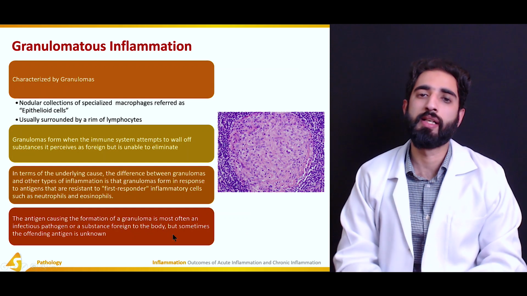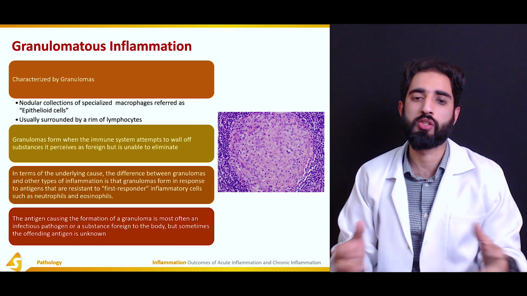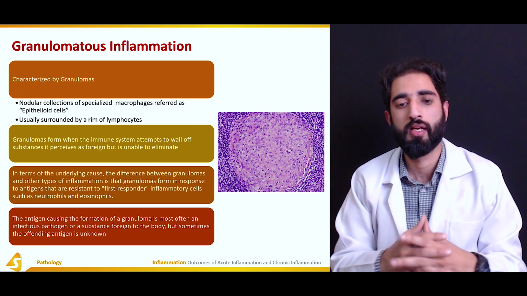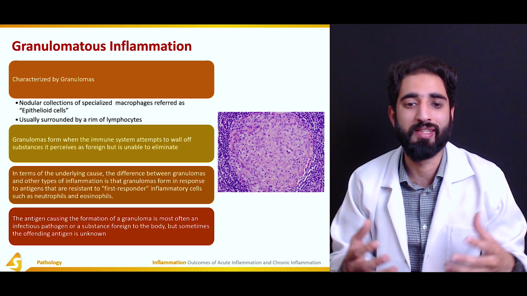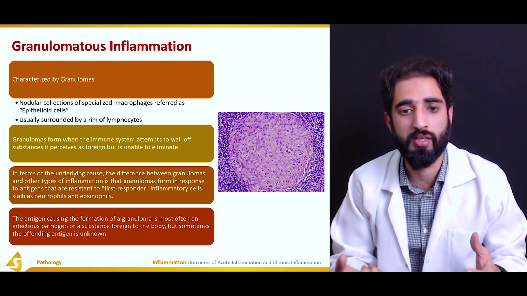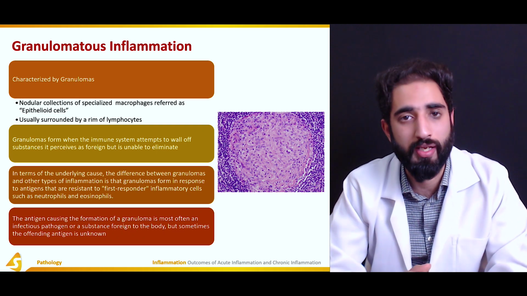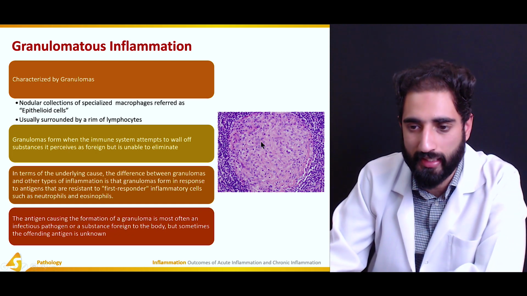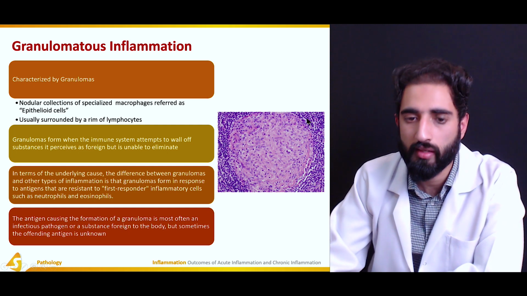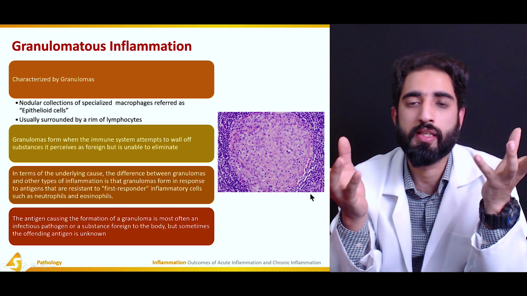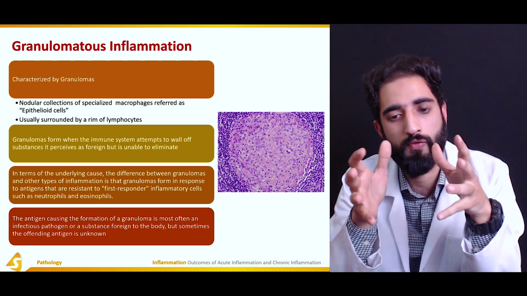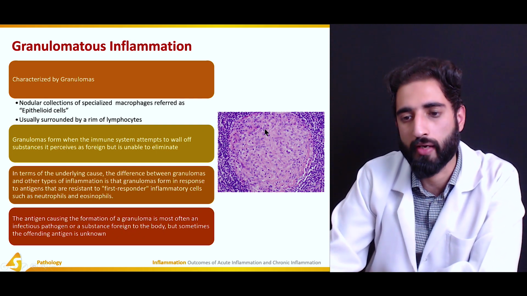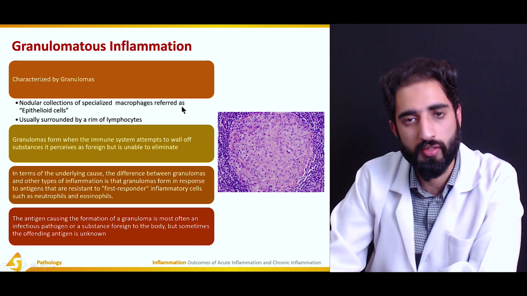Now, the other type of chronic inflammation is the granulomatous inflammation, which is characterized by the formation of granulomas. And what is a granuloma? They are nodular collections of specialized macrophages, referred to as epithelioid cells, and they are usually surrounded by a rim of lymphocytes, as you can see here. Granulomas form when the immune system attempts to wall off substances it perceives as foreign, but is unable to eliminate, so that these harmful substances or microbes cannot damage the surrounding viable tissues as well.